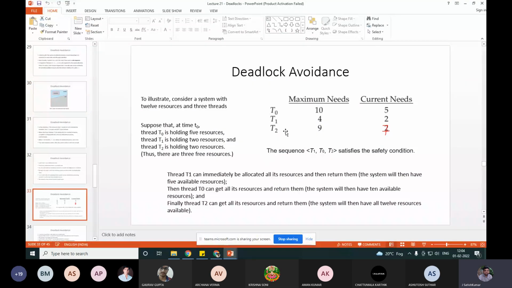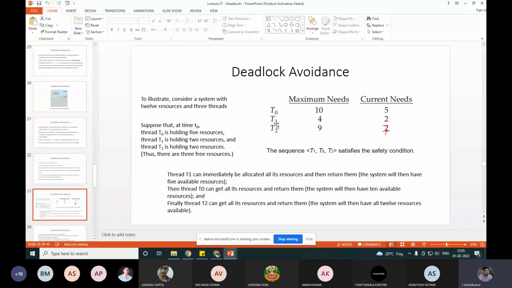For example, let us see this example T0, T1, T2. You have these needs. We studied this example. T0 is holding 5 resources, T1 is holding 2 resources, T2 is holding 2 resources, and only 3 free resources are available. If you allocate these 3 resources to T0, which needs 5 more, it will not finish its job and it will go into deadlock. If you allocate them to T2, then also it will go into deadlock.